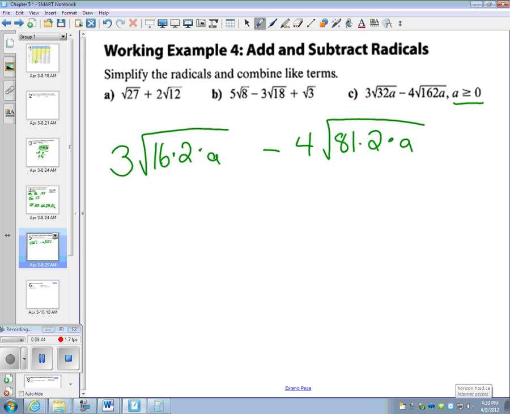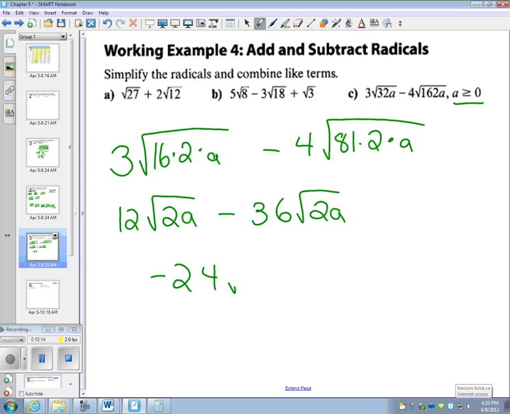Okay. Well, the square root of 16 is 4. 4 times 3 is 12. We're left with root 2a minus 4, the square root of 81 is 9. 4 times 9 is 36 times the square root of 2a. So I have 12 root 2a and I subtract 36. Well, 12 minus 36 is negative 24 times the square root of 2a.